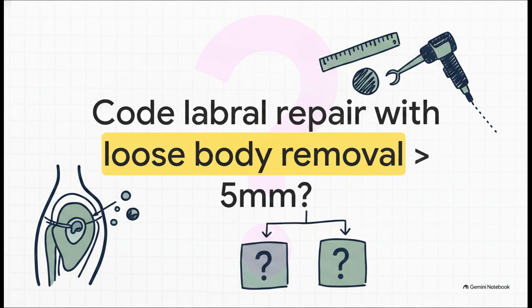Let's try another one, pulled straight from the deepest coding guidelines. How would you code an anterior labral repair alongside the removal of a loose body? Now, crucially, the operative note explicitly states the loose body was greater than 5 millimeters. What codes are we pulling?